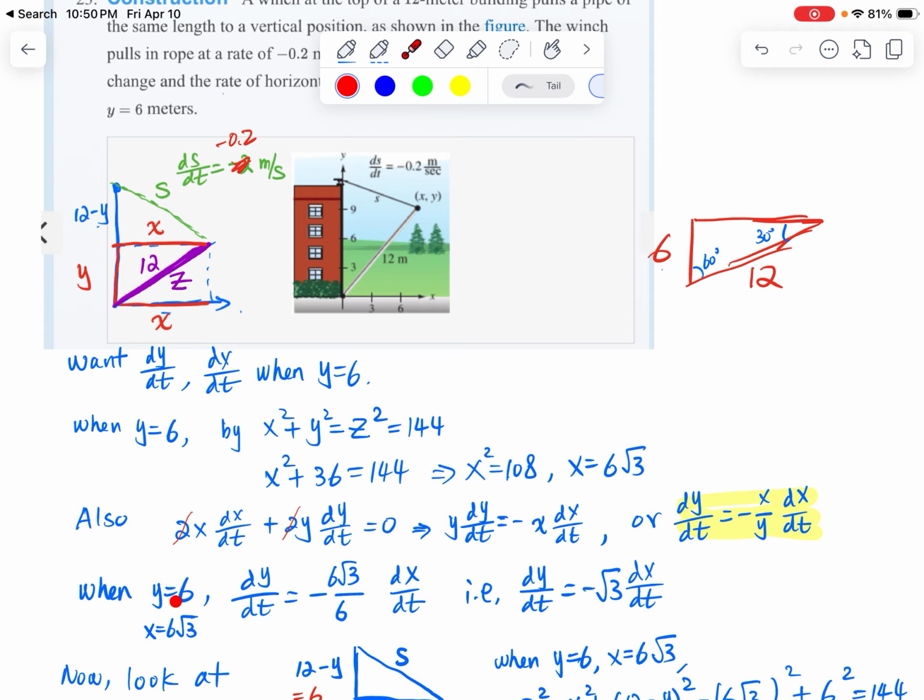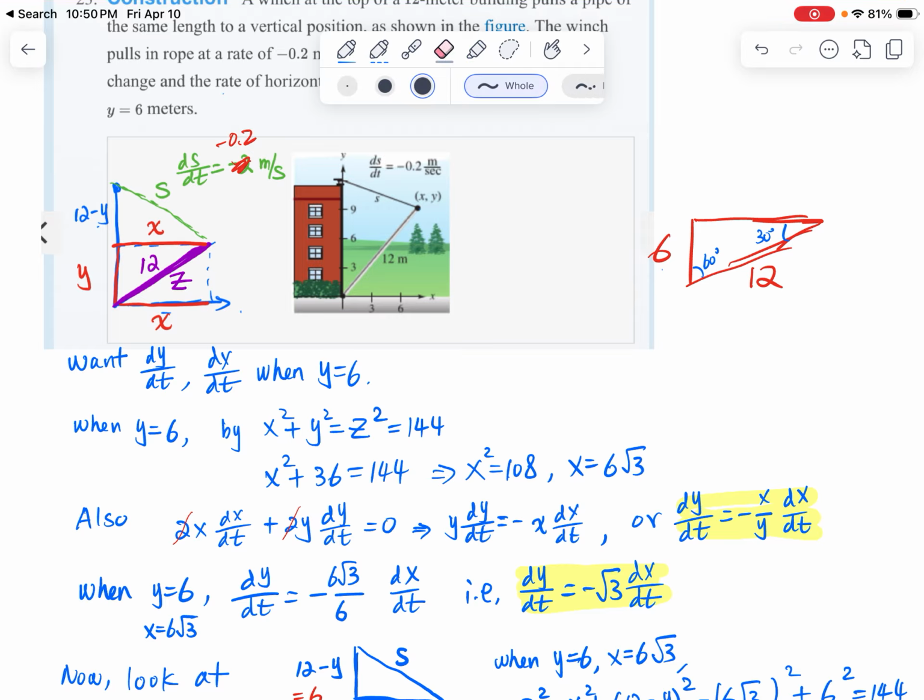When y is equal to 6, we already found that x is equal to 6 square root of 3. Therefore, let's plug in here. dy/dt will be negative. x is going to be 6 root 3 over 6 root 3, y is 6, dx/dt. So I just plug that in here, right? And then cancel the 6. Therefore, this actually is what we are going to use.